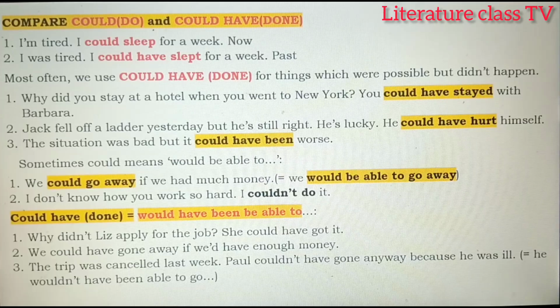We have been discussing the use of could do or could have done. I think that everybody understands the way you can use could and could have. We say that we use could have for something which was possible but didn't happen. And we have seen that could have done means would have been able to.